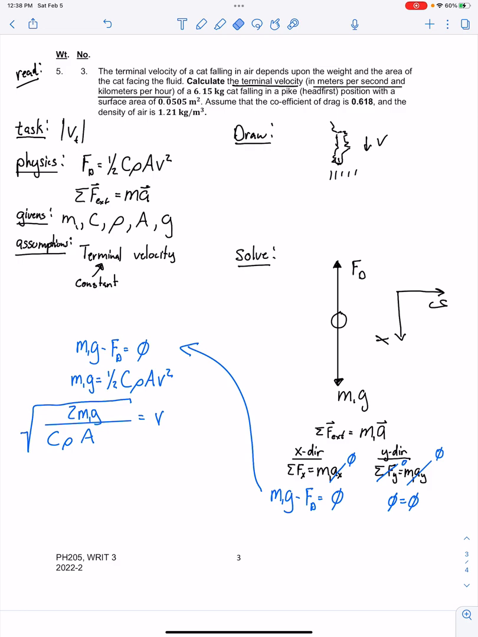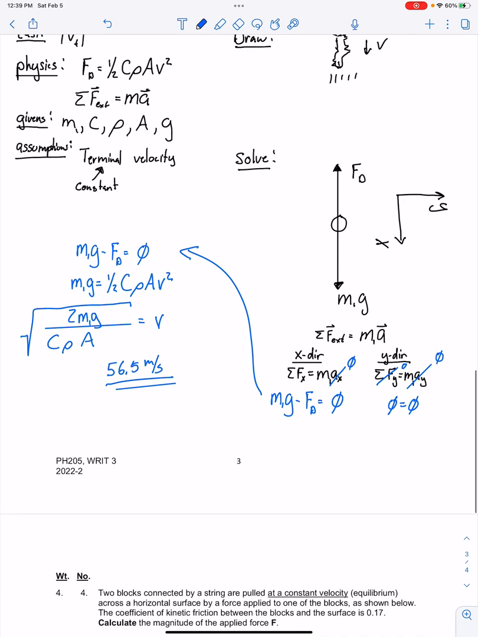And boom, we get an expression for velocity. So velocity is equal to the square root of 2 times m1 times g divided by our drag coefficient, our density of air, and our cross-sectional area. So if you do that correctly and you plug in your numbers, the number you should get for this will be, I believe, 56.5 meters per second. That should be your answer, but make sure you remember, and we did this just so you could practice paying attention to the read step. We asked for both in meters per second and kilometers per hour, so you need to convert this also.